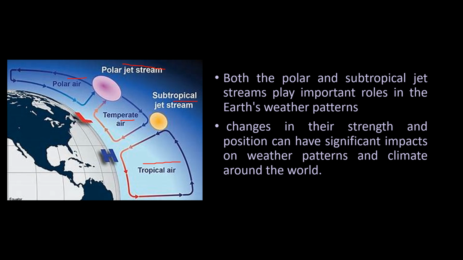Both the subtropical jet streams and polar jet streams play important roles in the Earth's weather patterns. Changes in their strength and position can have significant impacts on weather patterns and climate around the world. That means it affects trade winds, westerlies, easterlies, and so on.